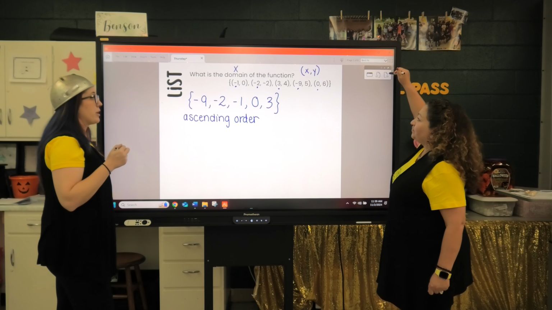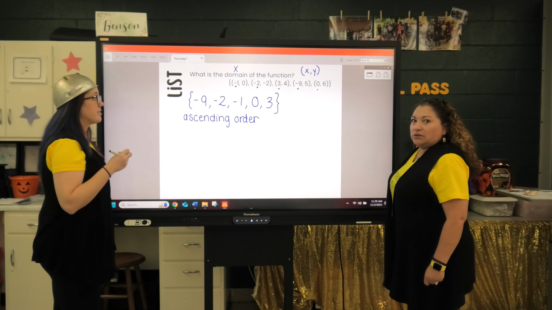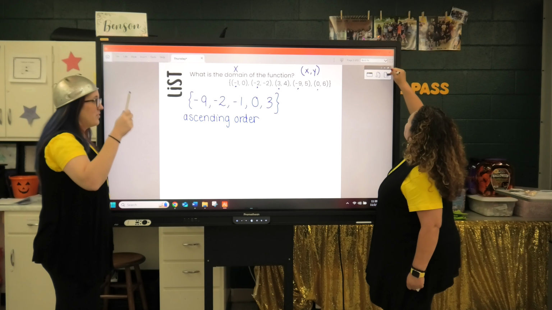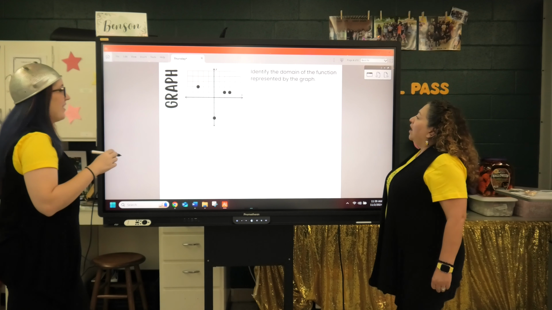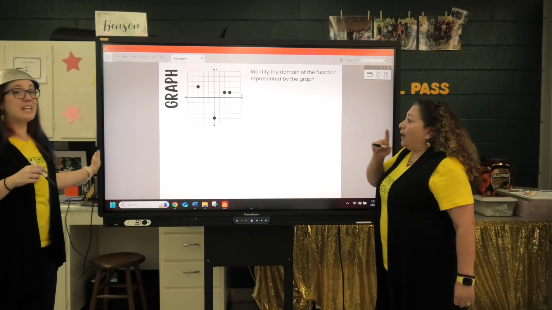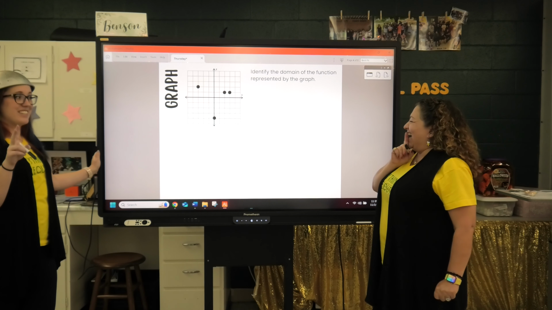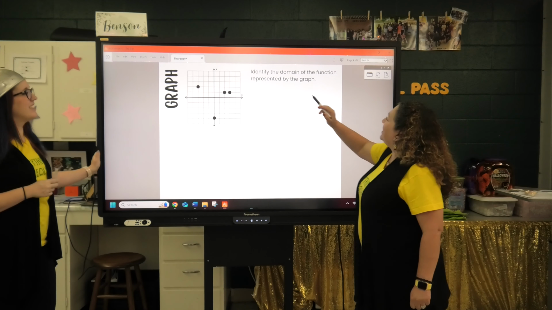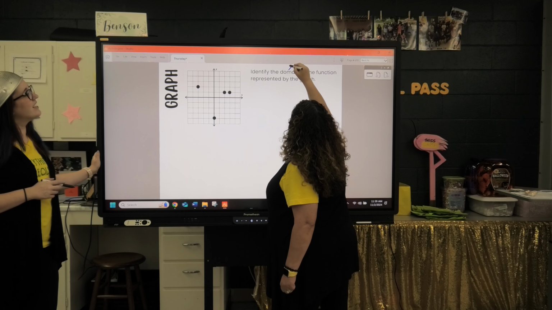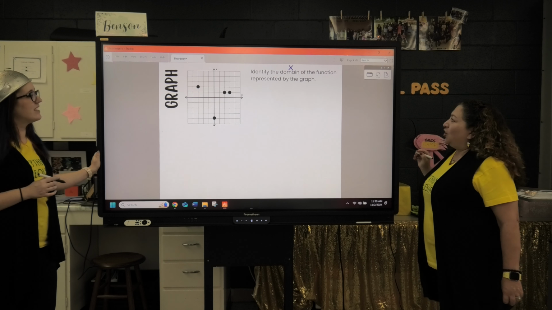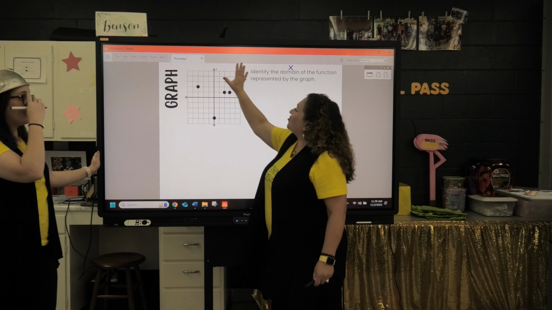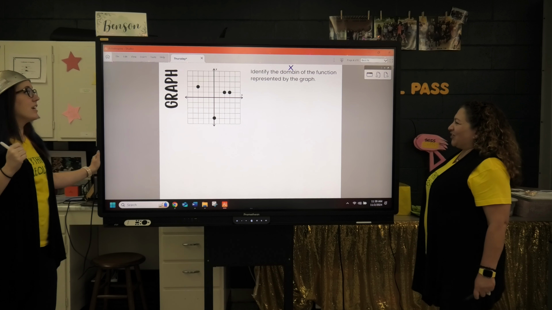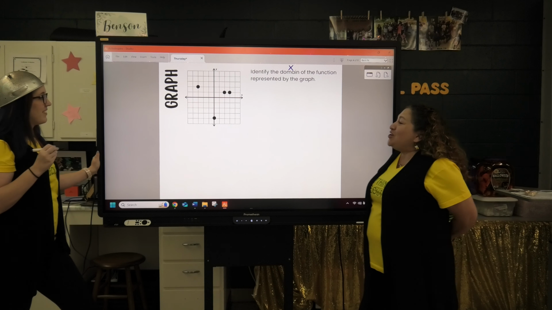All right. Absolutely. Let's do it from a graph. A graph. Okay, we can. In fact, we can do this 2 different ways. We'll do it 2 different ways. Okay, this says identify the domain of the function represented by this graph. Would you like to do the way you like to do it first? Sure. How are you going to do it, Miss Benson?